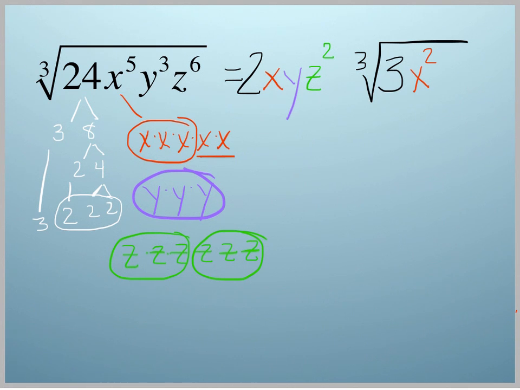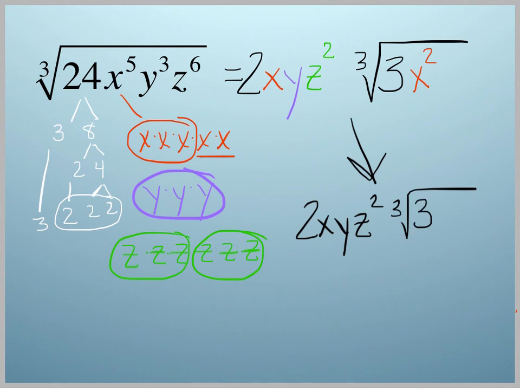Alright, I don't have any z's that were not in a group of 3, so that means nothing's left under the radical. So if I go ahead and write my answer all in one color, my final answer is going to look like 2xyz to the second times the cube root of 3x squared.